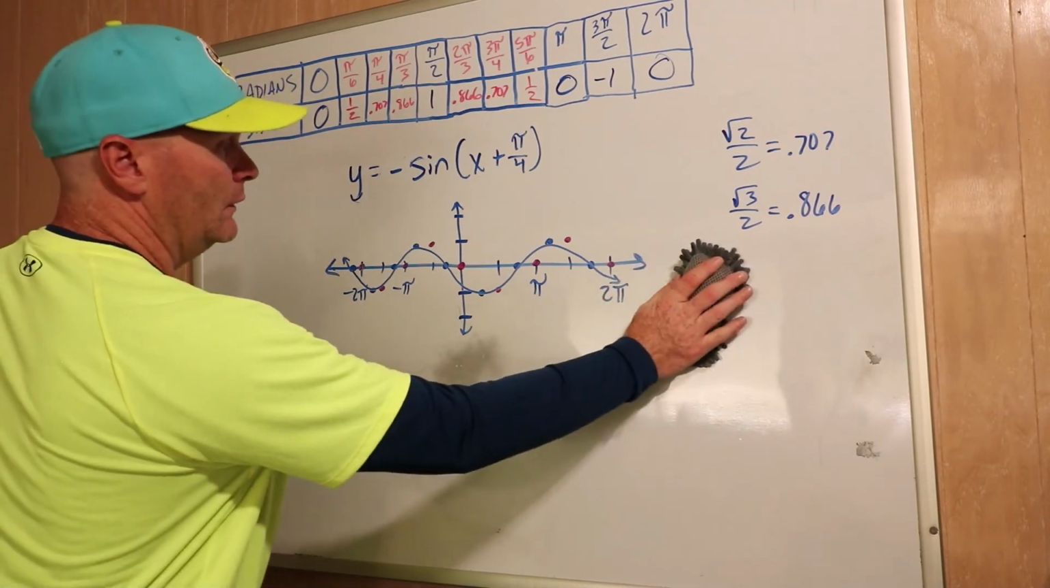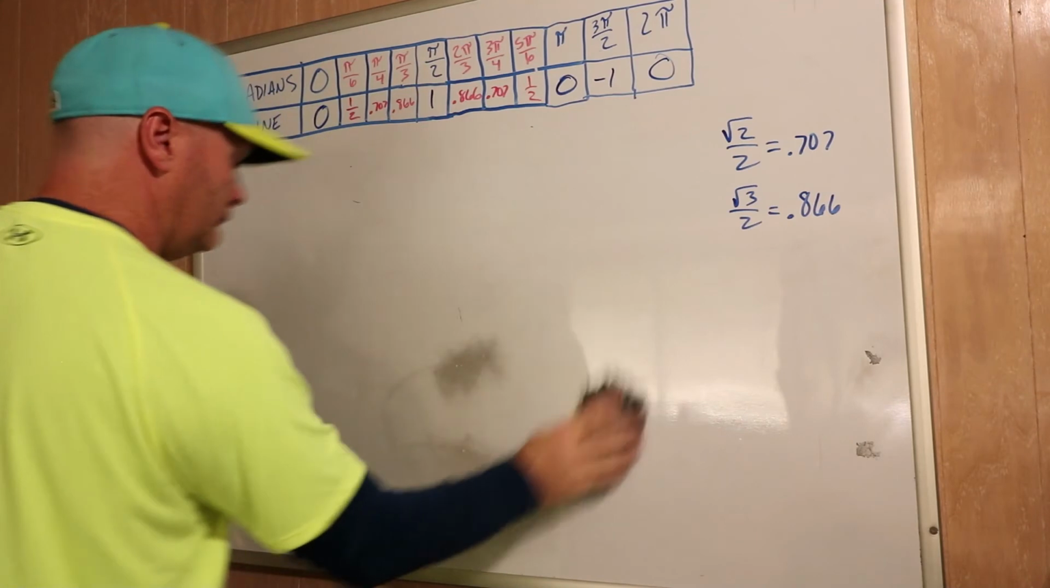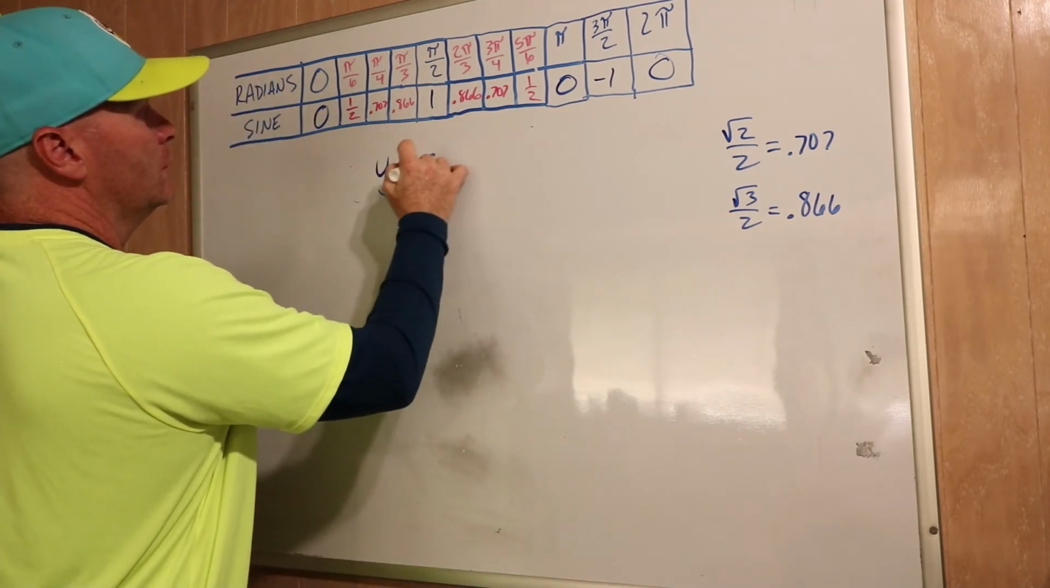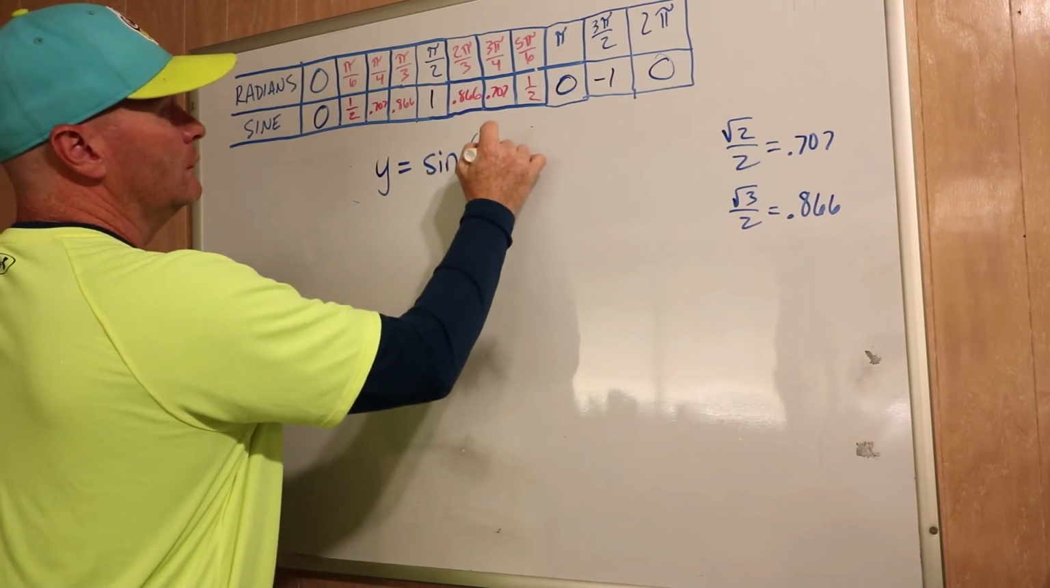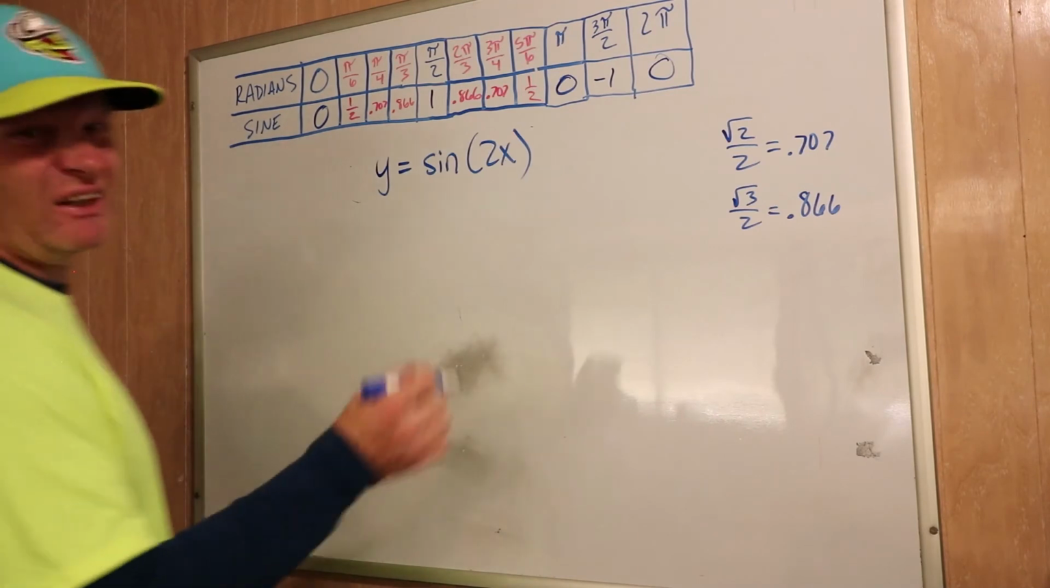Okay, last one. All right, let's try this one. Y equals sine of 2x. Okay, this is the one kind of tricky one. Even it's not super bad, okay?